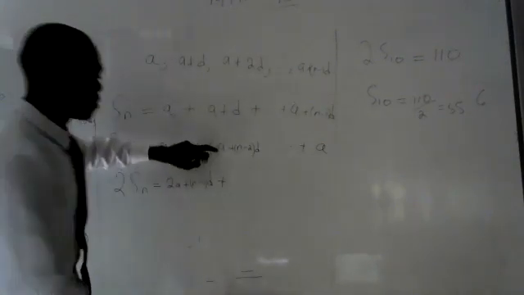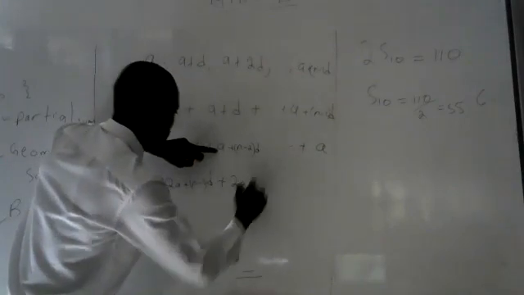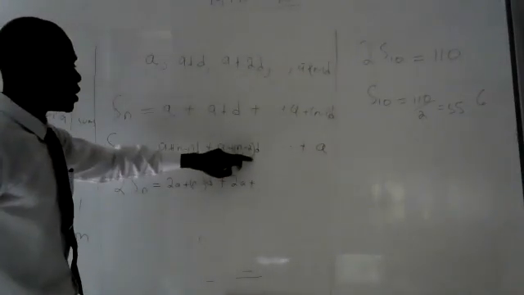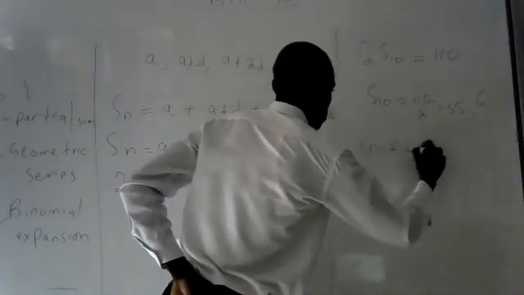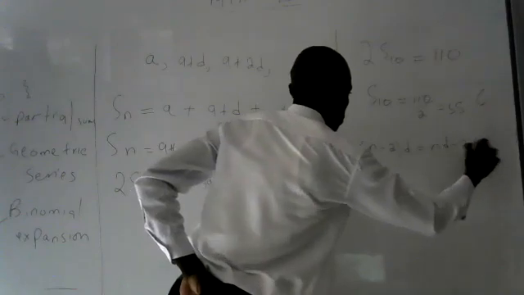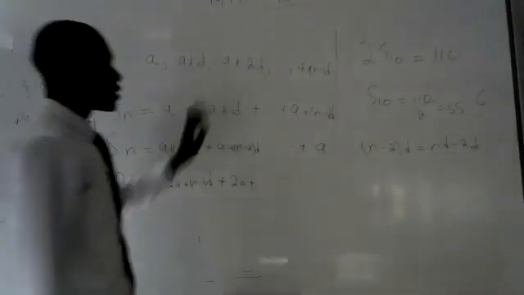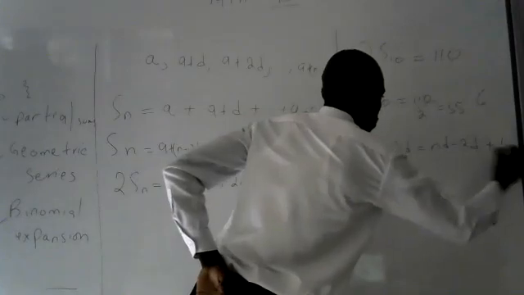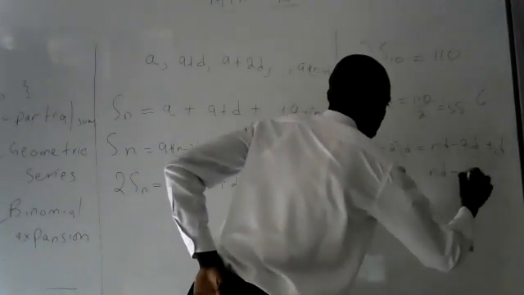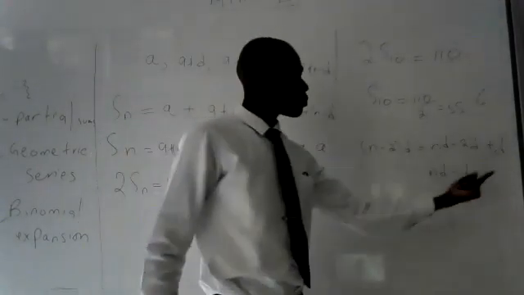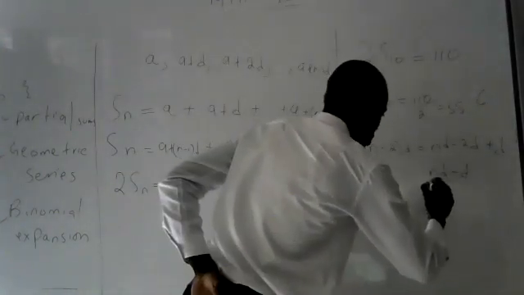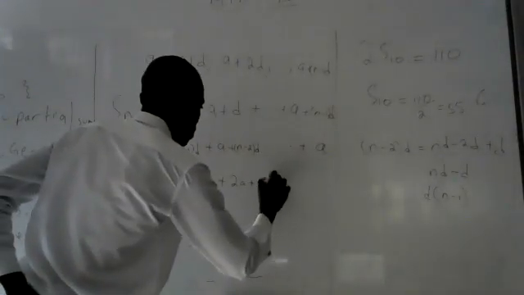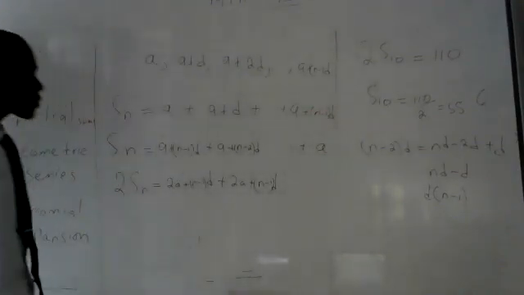So a plus a, that's just 2a. How about d plus n minus 2d? So remember, n minus 2d is simply nd minus 2d. To this, you're adding d. So this one plus d will be n minus d, because minus 2 plus 1 is minus 1. And then when you factor out d, you have d times n minus 1. So here again, we have n minus 1 times d.